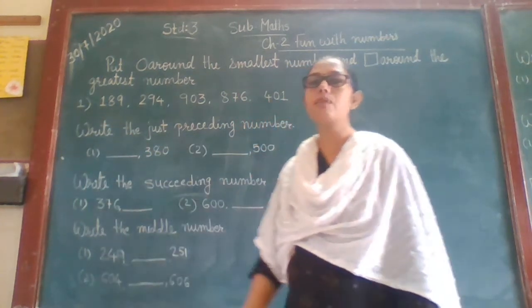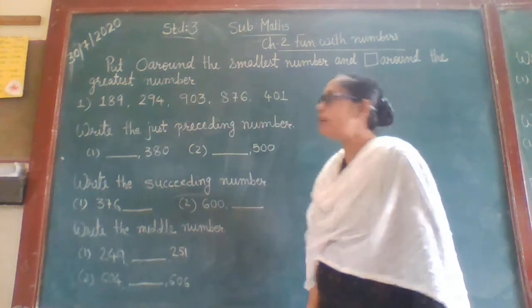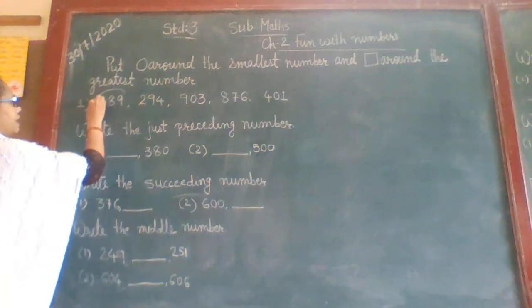189 is the smallest number among these 5 numbers. So we put a circle on 189.